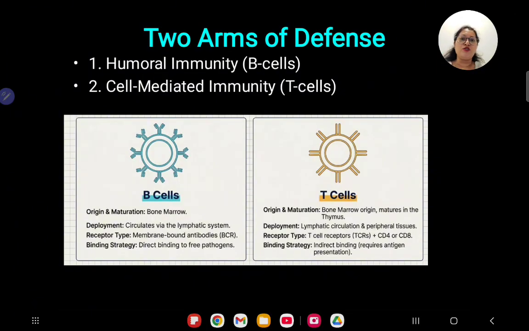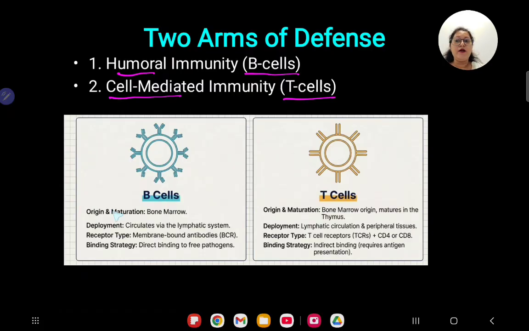We have two arms of the defense of adaptive immunity. The first one is known as humoral immunity, which is mediated by B cells, and cell-mediated immunity, which is taken care of by T cells. Now, if you can see the diagram below, there are differences between the B cells and T cells. Why do we call them B cells and T cells?